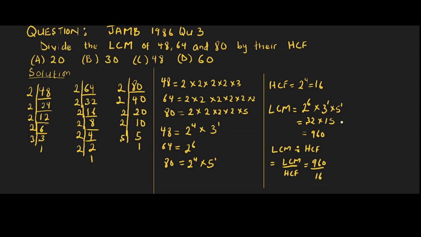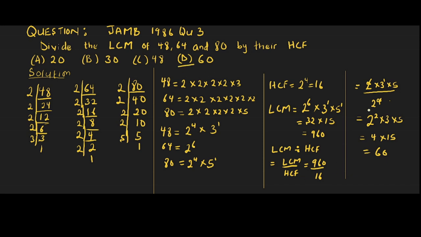We have 960, which here is 2 raised to power 6 times 3 raised to power 1 times 5, all over the HCF, which is 2 raised to power 4. So here we are going to have 2 raised to power 2 times 3 times 5. So here we are going to have 4 times 15, and that's going to give us 60. That means the correct option here is 60.